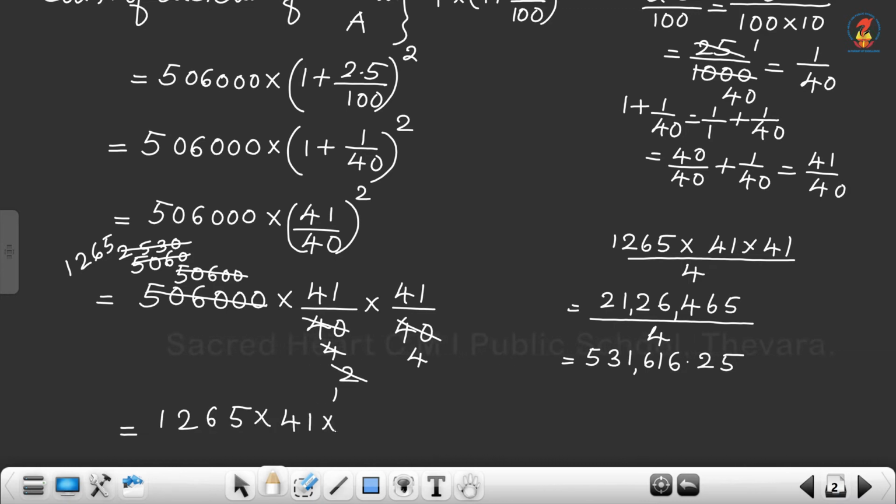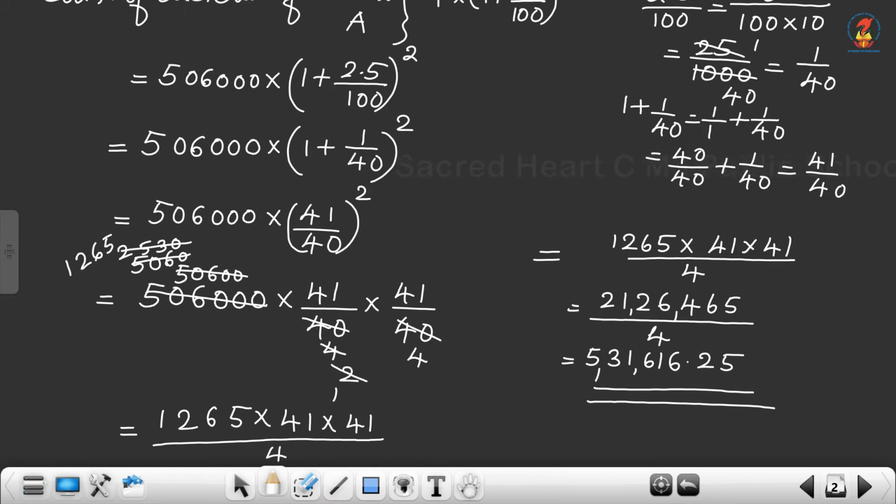So we will get it as 1265 into 41 into 41 divided by 4. So which is equal to 1265 into 41 divided by 4. So when you multiply, we will get it as 21,26,465 divided by 4. So when you divide it, we will get the answer as 5,31,616.25.